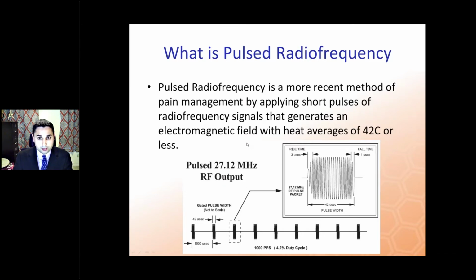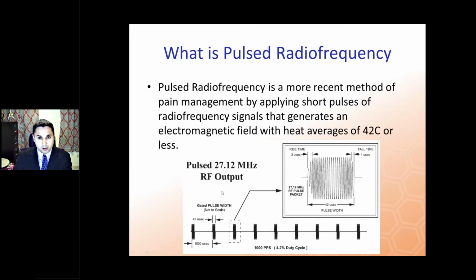Pulse radiofrequency is a method of pain management by applying short pulses of radiofrequency signals, and these signals then generate an electromagnetic field. One of the big concepts of what makes it pulsed versus non-pulsed is the temperature. Heat averages 42 degrees Celsius or less. So in essence, this is non-ablative. If it was going up to higher temperatures above 42, it may have more ablative properties and can damage nerves. So that's one of the differences, that it's staying below 42 degrees Celsius.